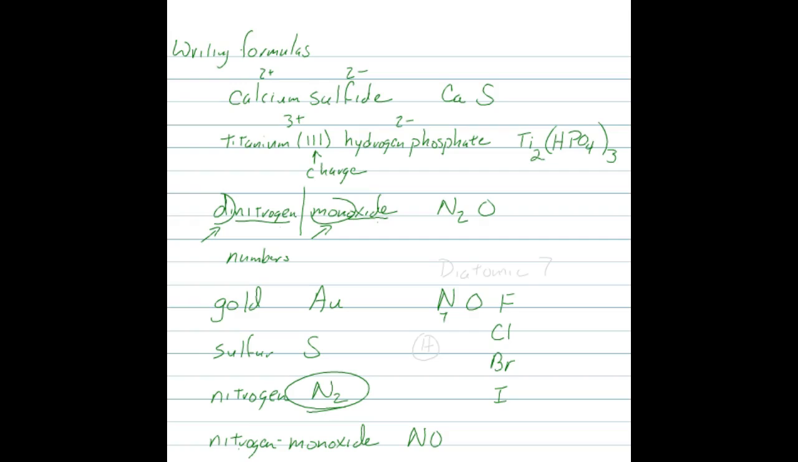I said these are the diatomic 7. If you notice, you're missing one, and that's hydrogen. Hydrogen is the exception, and we all know that chemistry is the exceptional science. So that's a brief rundown on how you write formulas.